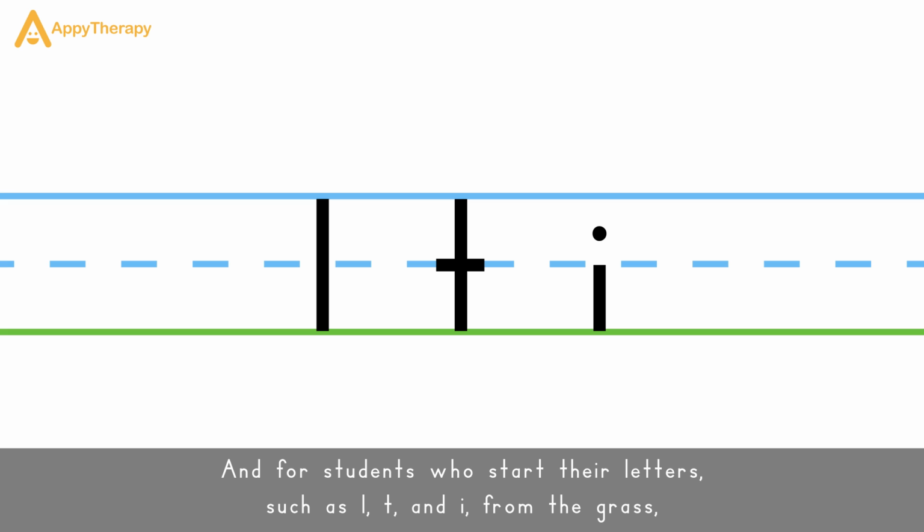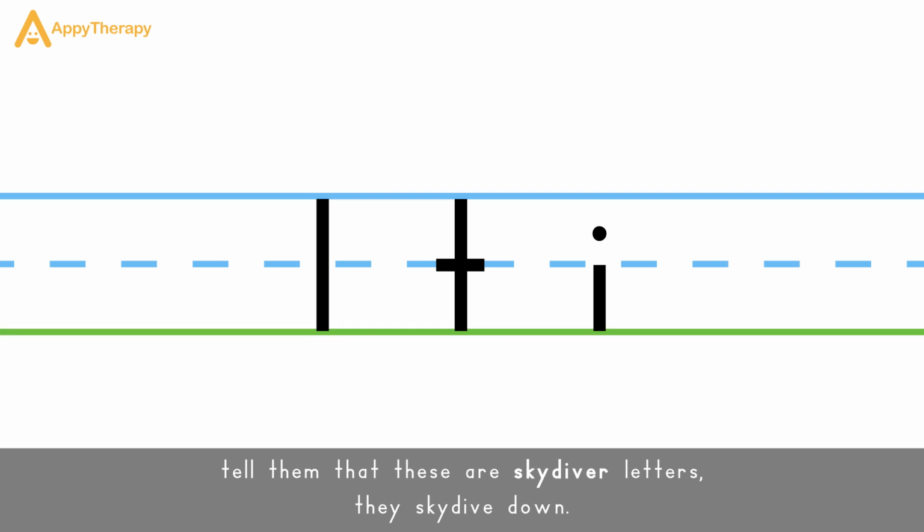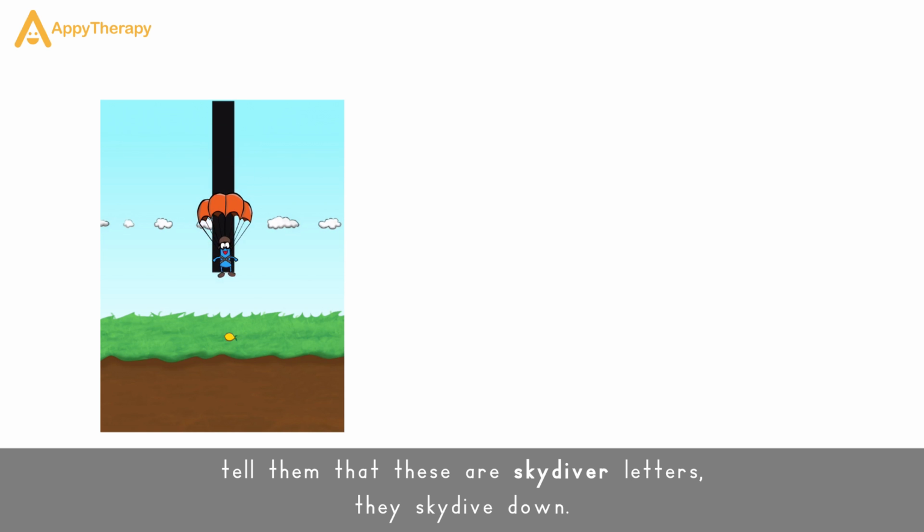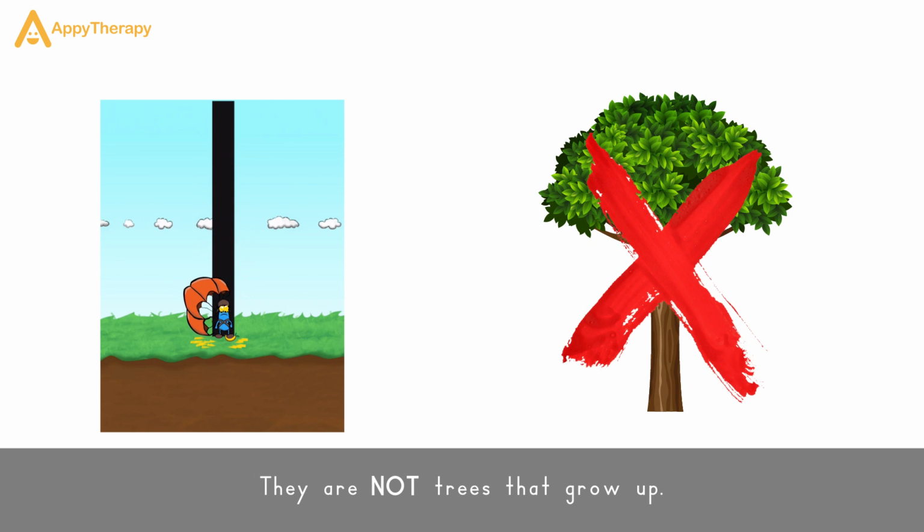And for students who start their letters, such as L, T, and I, from the grass, tell them that these are skydiver letters. They skydive down. They are not trees that grow up.